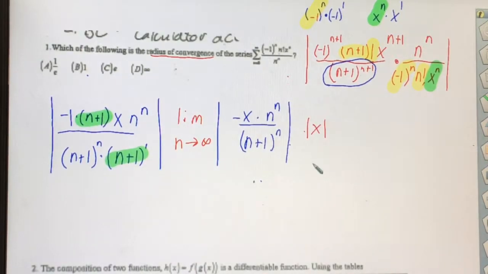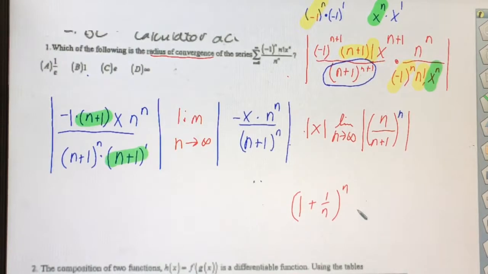And I'm going to write absolute value of x times the limit as n approaches infinity of n over n plus 1 to the n power. And I want to see what that does as n approaches infinity. Now, here's the issue. I don't recognize what that is, but I do recognize that 1 plus 1 over n to the nth equals e as n approaches infinity. And I can rewrite that as n over n plus 1 over n. And then I can rewrite that as n plus 1 over n.